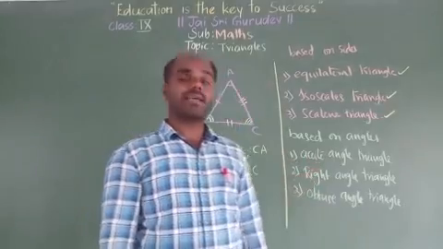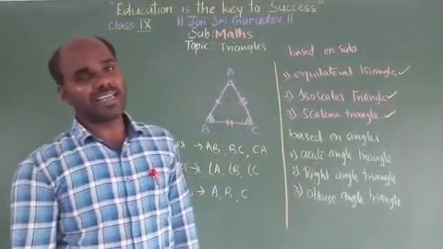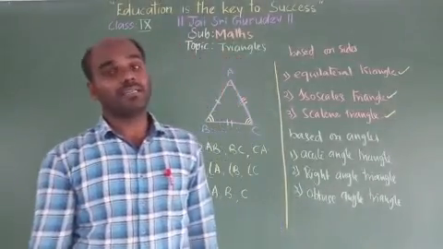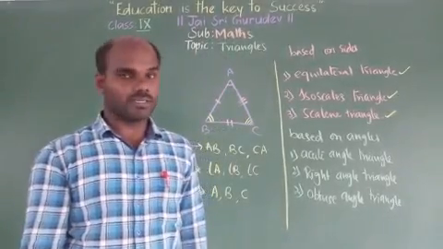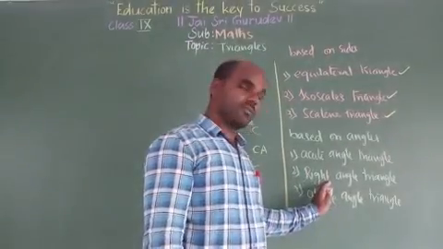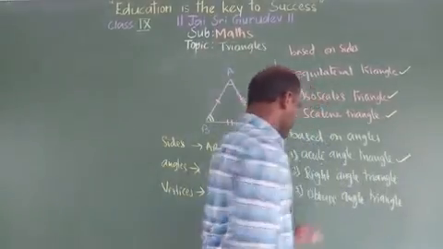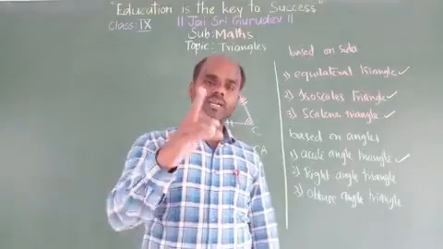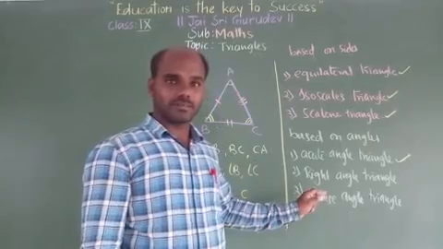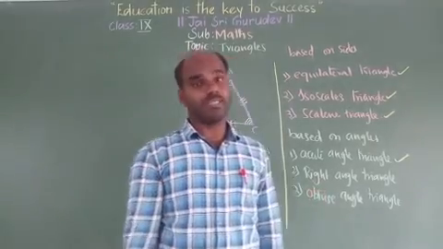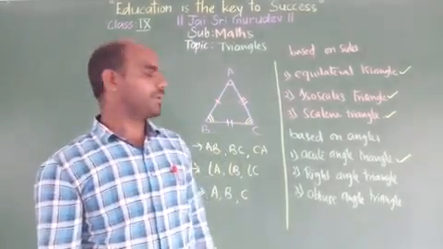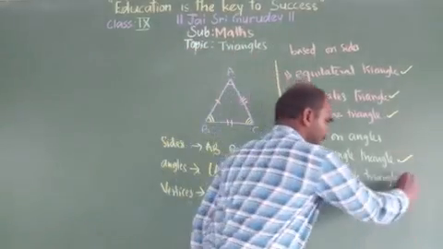Next one, right angle triangle. What do you mean by a right angle, children? It is exactly 90 degrees. Yes or no, children? So a right angle means exactly 90 degrees. In a triangle, any one angle must be 90 degrees, and the remaining two angles must be acute angles. Such a triangle is called a right angle triangle.